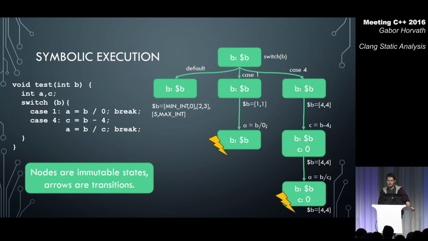by 0. So when we are doing this symbolic execution, we are representing the program states as nodes in a graph, and every edge is a state transition. And while we are interpreting the code, we are generating new states using these state transitions, and each time we try to determine whether that state is valid or not, and when we find an invalid state, then we report an error.